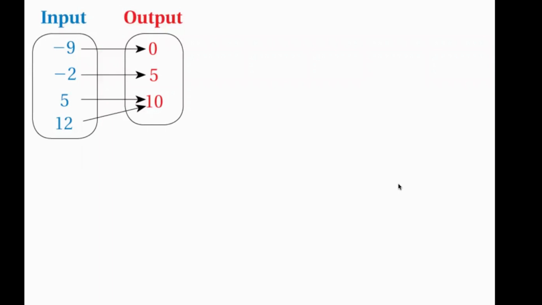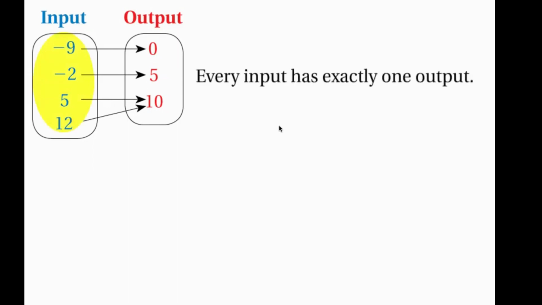Here is our next example. Again, we're given a table for both our inputs and outputs. Focusing on our input values, we have negative 9, negative 2, 5, and 12. And we see that 5 and 12 have the same output. However, because each input does have exactly one output value, meaning that none of our input values repeat, this relation does represent a function.